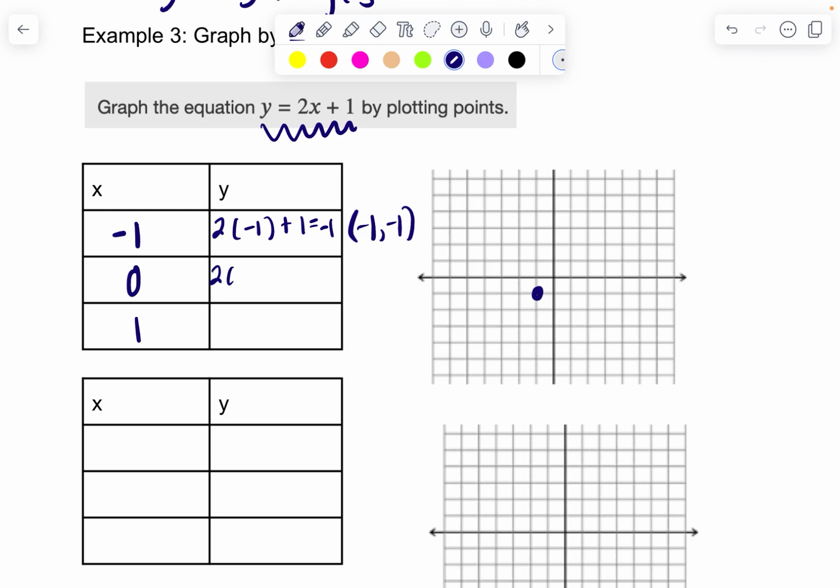If I plug in 0, 2 times 0 plus 1 gives me 1. So 0, 1. And then if I plug in 1, 2 times 1 plus 1 is 3. So 1, 3. And then I will just connect those. Oh, that wasn't very good. There we go. Make sure you put arrows.